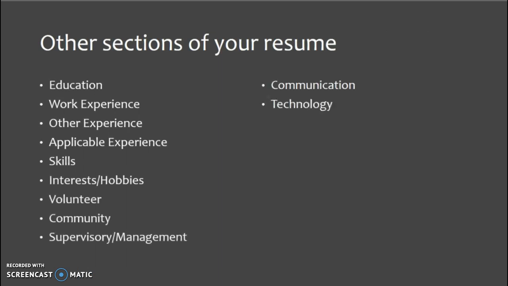Alright. So there are a bunch of other sections to your resume. As you can see, these are just some of them. I'm just going to touch on a few of them before I go more in depth. So the first one, skills. We've been talking about this since day one. Soft skills, bad. Concrete skills, yay!